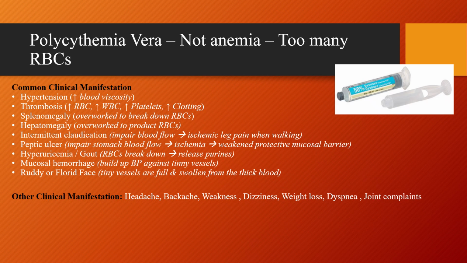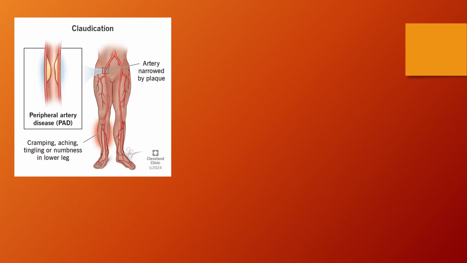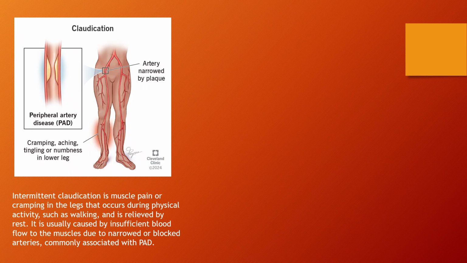Other clinical manifestations we may see are headache, backache, weakness, dizziness, weight loss, dyspnea, and joint complaints. Major complications are increased blood viscosity and risk for thrombi. Without treatment, the patient can have blood clots. There is no cure, so treatment includes removing it by way of phlebotomy, antiplatelet medication, and diluting it with fluid.